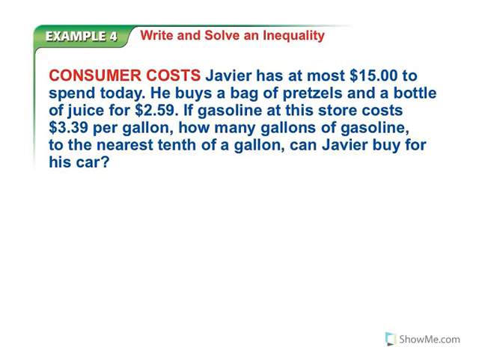Our last example is number 4, consumer cost. Javier has at most $15 to spend today. He buys a bag of pretzels and a bottle of juice for $2.59. If gasoline at the store costs $3.39 per gallon, how many gallons of gasoline, to the nearest tenth of a gallon, can Javier buy for his car? I realize I just said his name wrong. It's Javier. So the first thing we want to do is write an inequality.